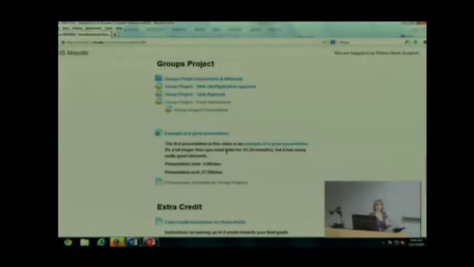So their presentation was a little bit longer than what you really need. They had a fairly large group, and they really did a pretty in-depth presentation. But it gives you an idea of what is a really good presentation for the type of group project that we're doing.